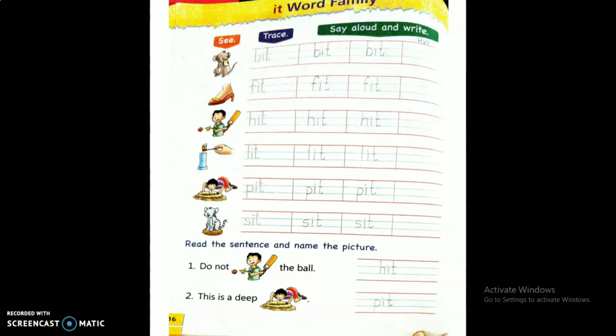B-it bit, f-it fit, h-it hit, l-it lit, p-it pit, and s-it sit. Read the sentence and name the picture. Here we will write the word for the given picture. Do not hit the ball. This is a deep pit.